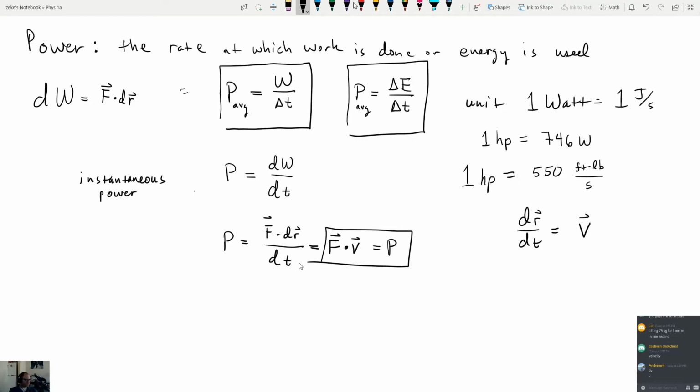I think that's enough for us to solve a few of these problems. So the rate at which energy is done, that's what power is, measured in watts. Anyone have any questions? All right, I got 2 problems here.